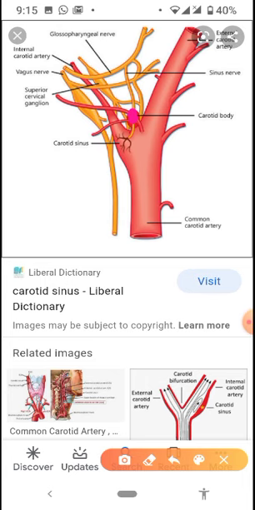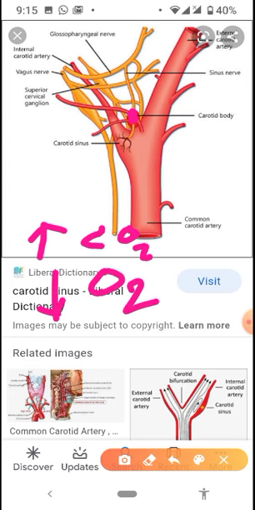And why is it present? Basically, the carotid body is a chemoreceptor. What will it sense? It will sense any elevation in the carbon dioxide level and any decrease in the oxygen level. When the blood passes through it, the chemoreceptor will detect any elevation in the carbon dioxide and the lower level of oxygen.